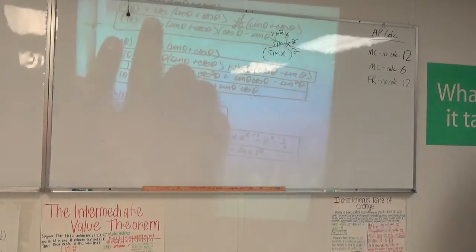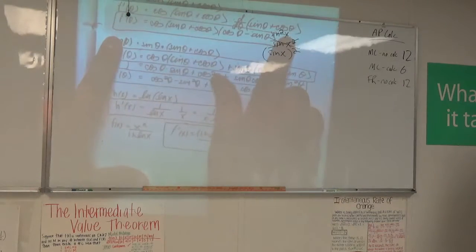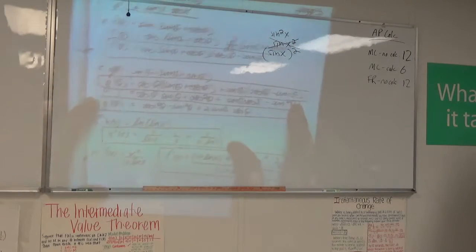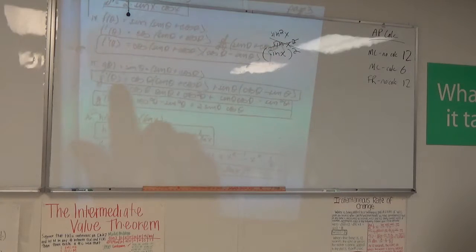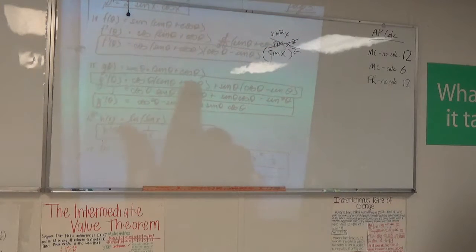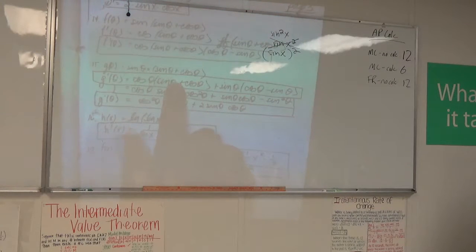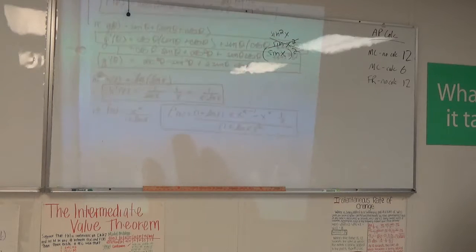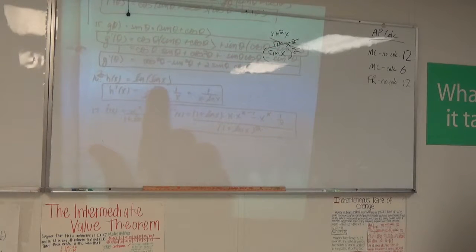All right. Number 14, sine of stuff. Derivative of sine of stuff, cosine of same stuff times derivative of the inside, which is cosine theta minus sine theta. Number 15, sine of theta times sine theta plus cosine theta. Now you need product rule. 16, natural log of stuff. Derivative is going to be 1 over the stuff times derivative of the stuff, which is 1 over x.